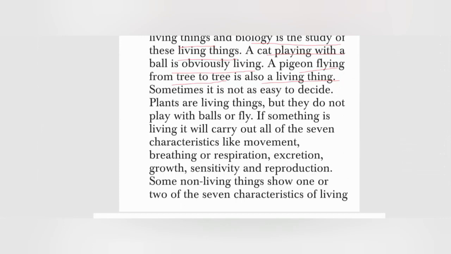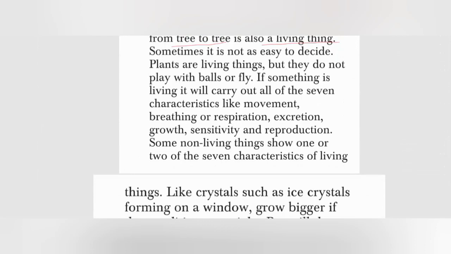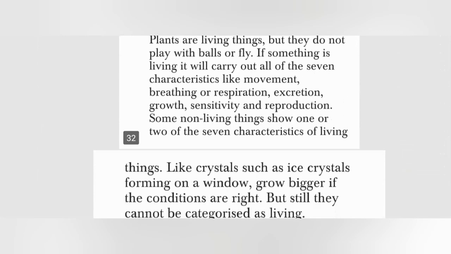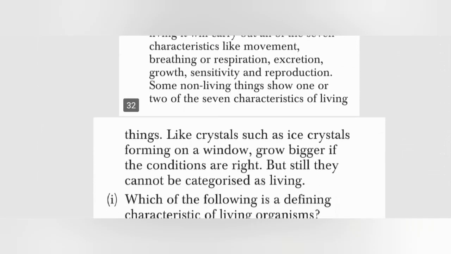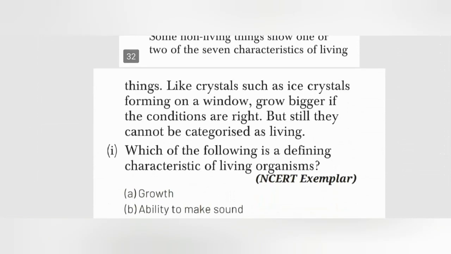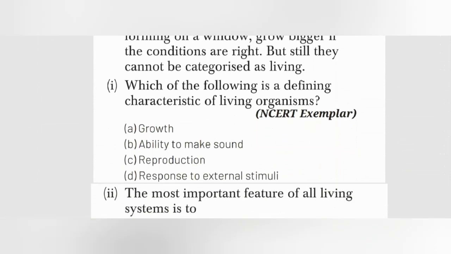If something is living, it will carry out all the 7 characteristics like movement, breathing or respiration, excretion, growth, sensitivity and reproduction. Some non-living things show 1 or 2 of the 7 characteristics. You have already studied all these things. Like crystals, such as ice crystals forming on a window, grow bigger if the conditions are right, but still they cannot be categorized as living. Okay, so some questions are asked from these.